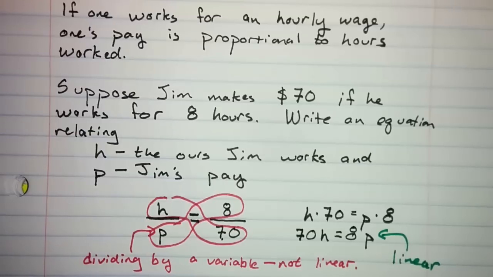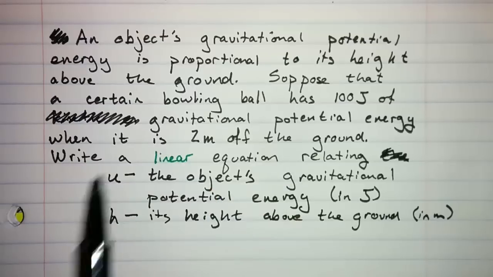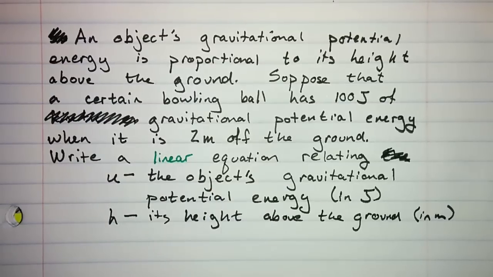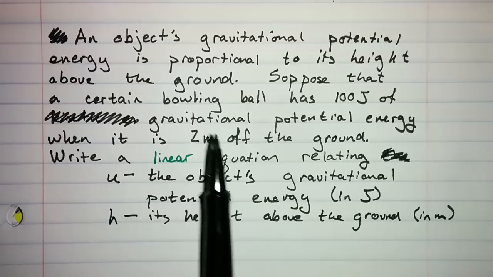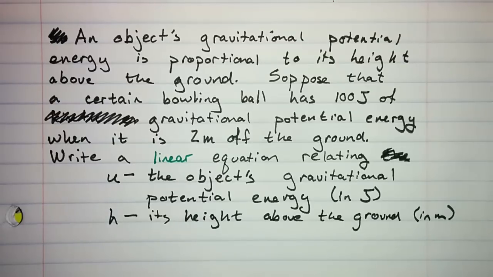I'm going to give you one of these to try. Suppose I tell you that an object's gravitational potential energy, whatever that is, is proportional to its height above the ground. Suppose a certain bowling ball has 100 joules of gravitational potential energy when it's 2 meters off the ground. Write a linear equation relating U, the object's gravitational potential energy, in J joules, and H, its height above the ground, in M meters. These notes about the units just tell you that you don't need to worry about them because we're not bothering with any unit conversions here. So, just using the fact that these quantities are proportional, pause the video and try writing this linear equation now.